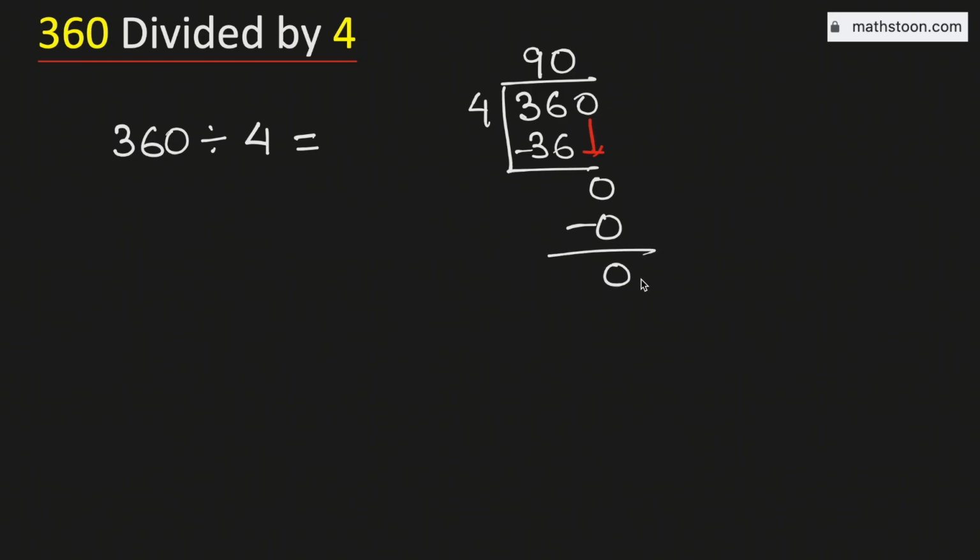As we have no number to bring down here and got the number 0, so we will stop. Therefore, 360 divided by 4 is equal to 90. And this is our final answer.